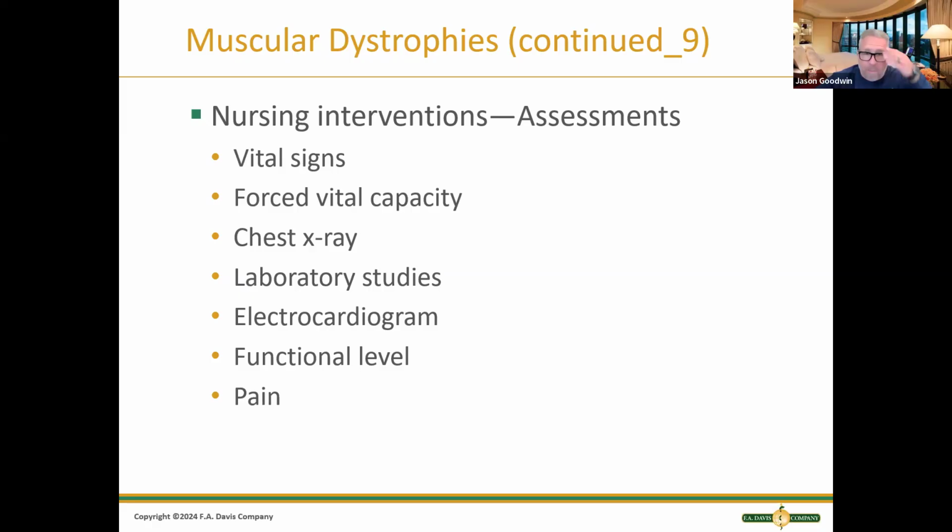They might want to do a 24-hour urine creatinine clearance, because some of these muscle breakdowns can be hard on the kidneys. You might see an EKG, because the AV node disturbances can cause cardiac electrical compromise. At the functional level, you're going to see a decrease in functionality because of the worsening progression of the disease. And then pain, which may be out of control. So you have to take a look at that.